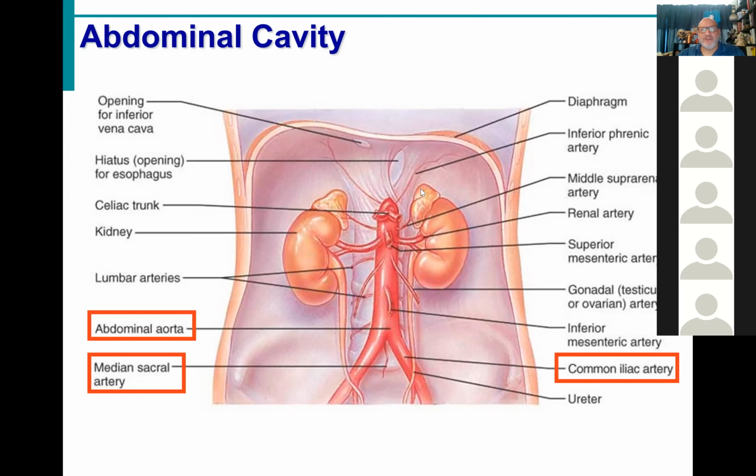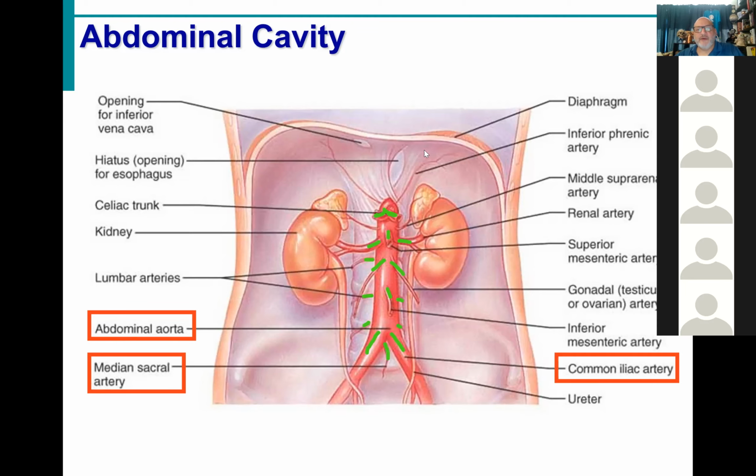So notice here, when we just look at the aorta, we can see there's our celiac trunk and the three branches coming off of that. Superior mesenteric, and then our renal, and then our gonadal, inferior mesenteric, two common iliacs, median sacral, and coming off the backside, those lumbar ones.